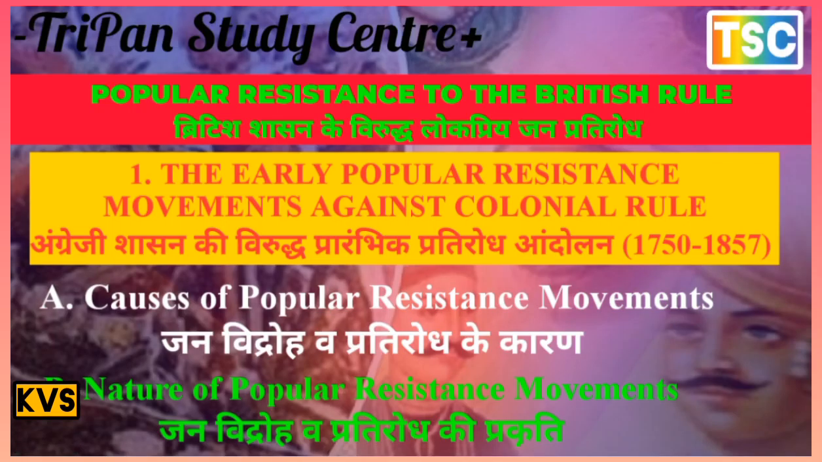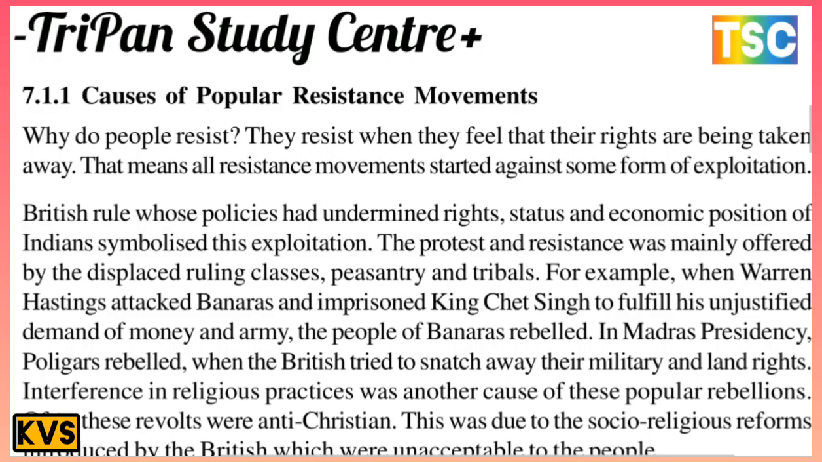The first point here is the causes of popular resistance movements. This is a most important question and point also. Why do people resist? They resist when they feel that their rights are being taken away. That means all resistance movements start against some exploitation. British rule, whose policy had undermined the rights, status and economic position of Indians, symbolized this exploitation. The protest and resistance was mainly offered by displaced ruling classes, peasantries and tribals.